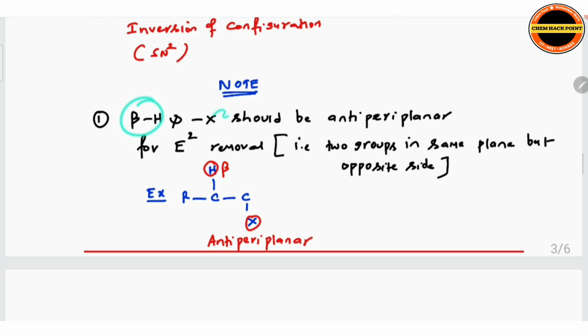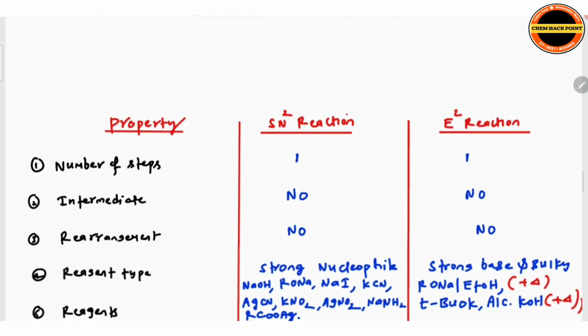So beta hydrogen as well as halogen should be anti-periplanar. Anti-periplanar meaning, especially for the E2 reaction, that two groups are in the same plane but on opposite sides. Like beta hydrogen and halogen should be in the same plane but on opposite sides. Okay, here is the alpha carbon, and this is the beta carbon hydrogen, anti-periplanar according to E2.